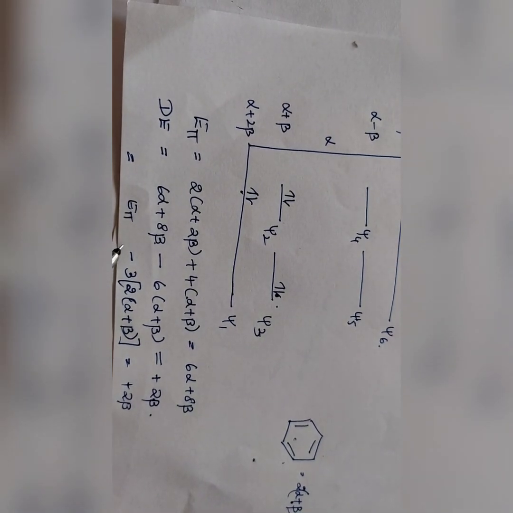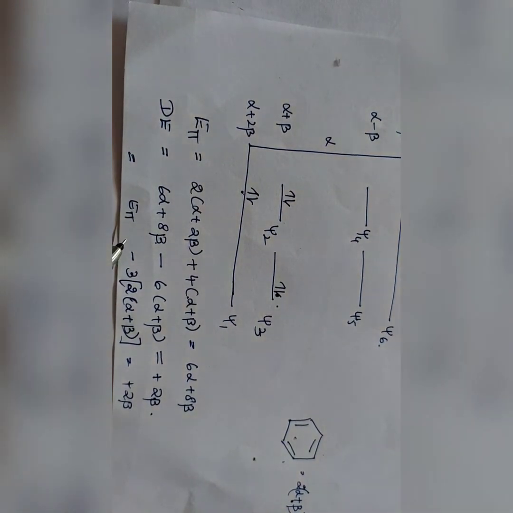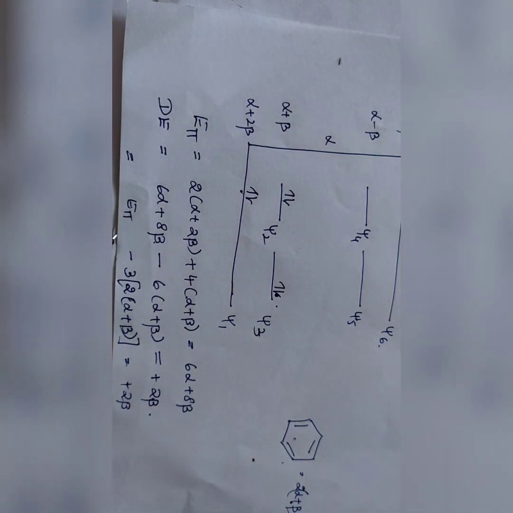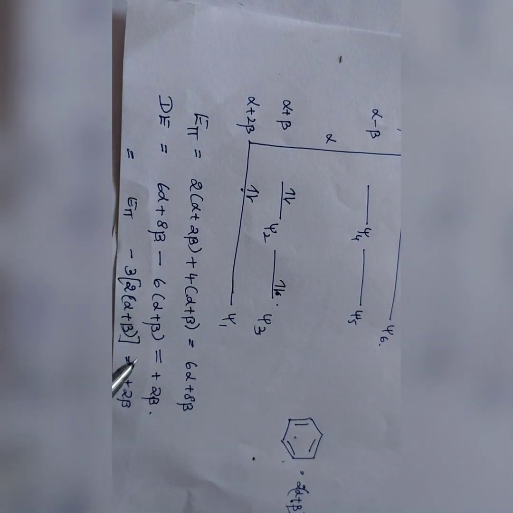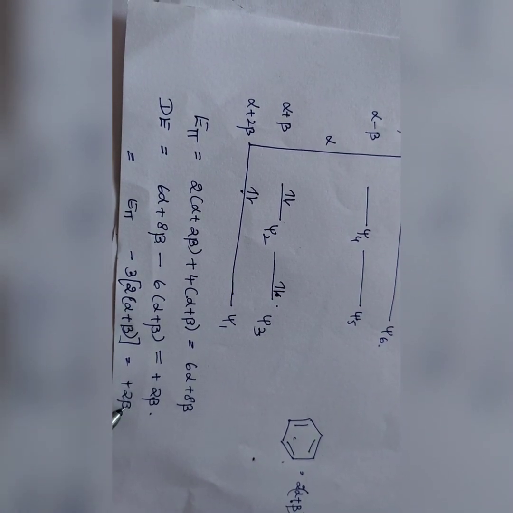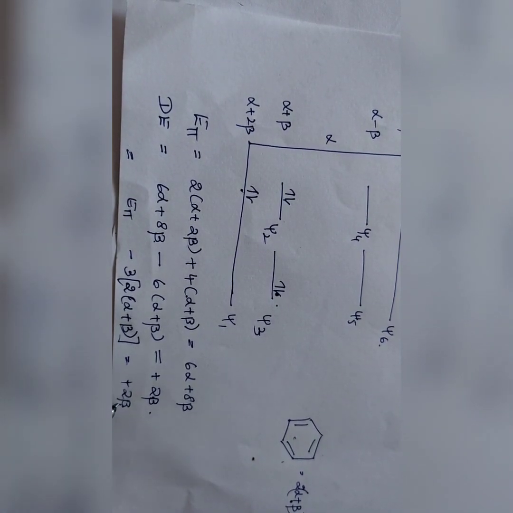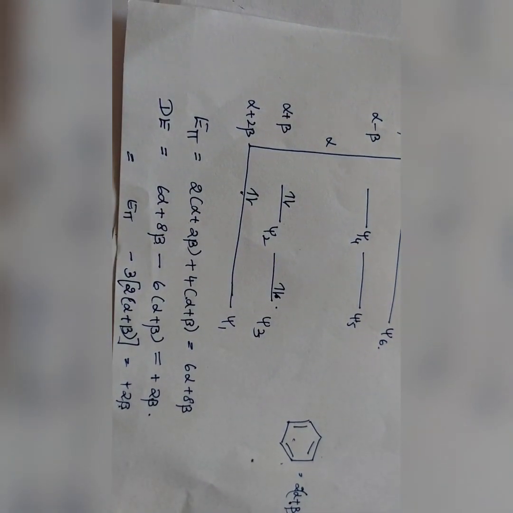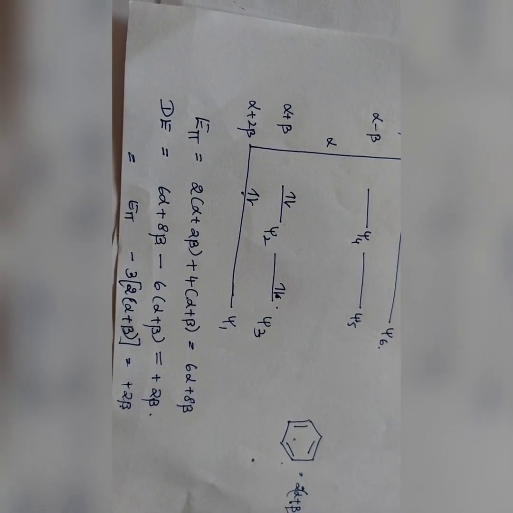Or else I have written E pi, that is the pi electron energy, minus 3 into 2 times alpha plus beta. 3 is nothing but there are 3 double bonds in the benzene ring, and 2 into alpha plus beta is nothing but the energy of the ethylenic system. For one pi bond, what is the energy? So, that is what we have written.